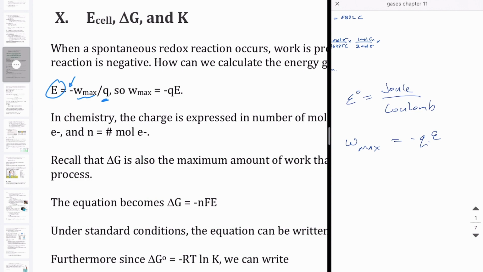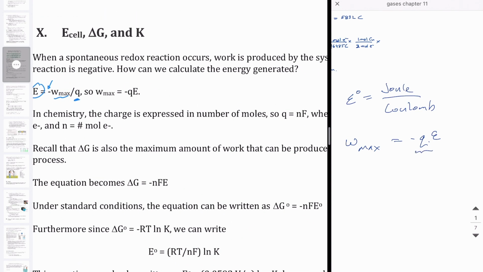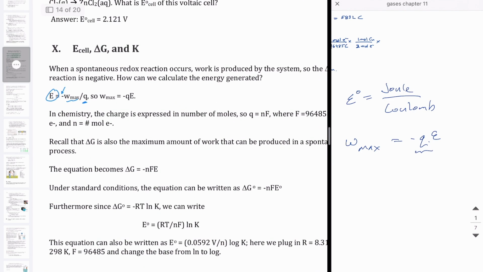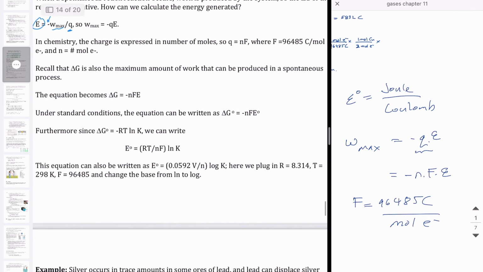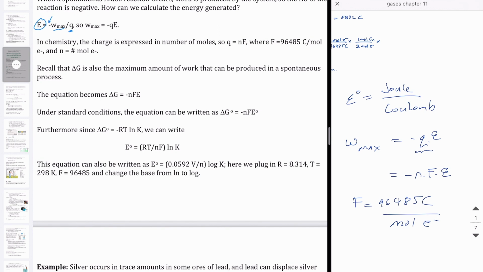Now this E could be the E at non-standard or standard conditions. We'll discuss those two separately later on, but right now we're just focusing on the general case. The charge here is in coulombs, but when we do calculations in chemistry, we typically express that as number of moles. So we express it as the number of moles of electrons times a constant we call Faraday's constant, F. F is equal to 96,485 coulombs per mole of electrons. It's sort of like an Avogadro's number for electrons: there's a certain amount of charge per mole of electrons.